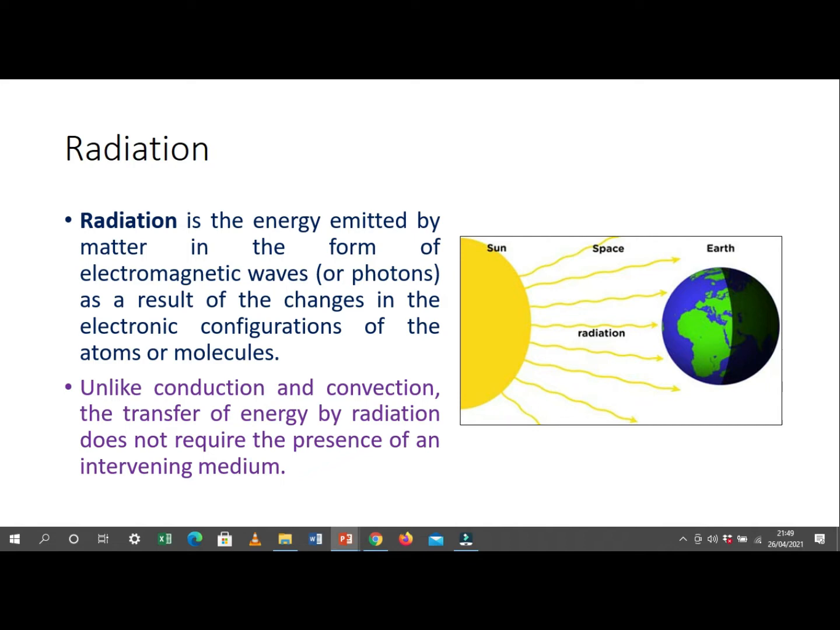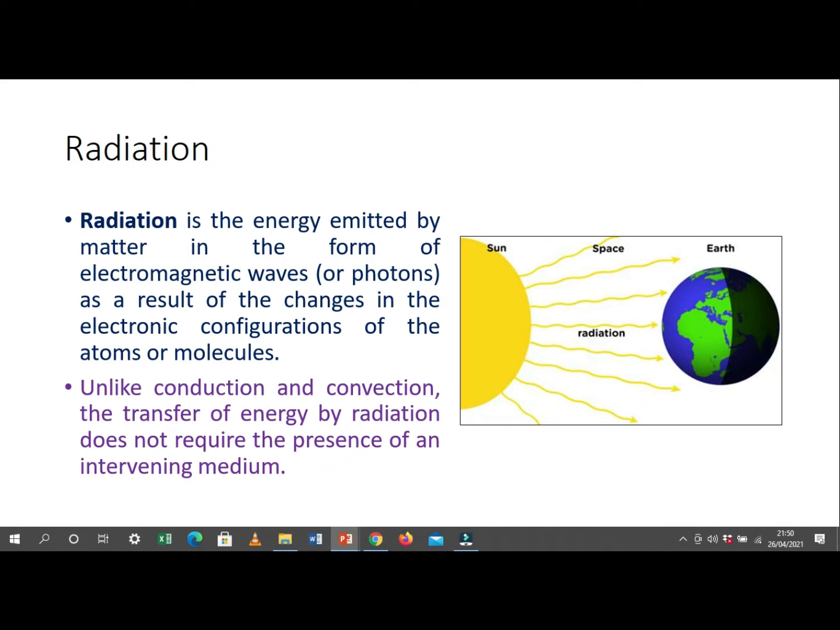Radiation is the energy emitted by matter in the form of electromagnetic waves or photons as a result of changes in electronic configurations of the atoms or molecules. Unlike the conduction and convection processes, the transfer of energy by radiation does not require the presence of any intervening medium. In heat transfer studies, we are interested in thermal radiation, which is the form of radiation emitted by bodies because of their temperature.